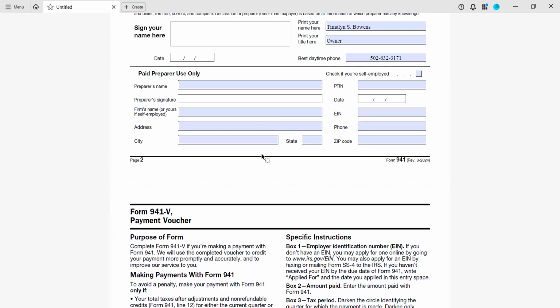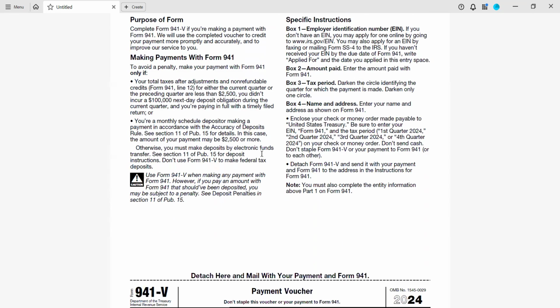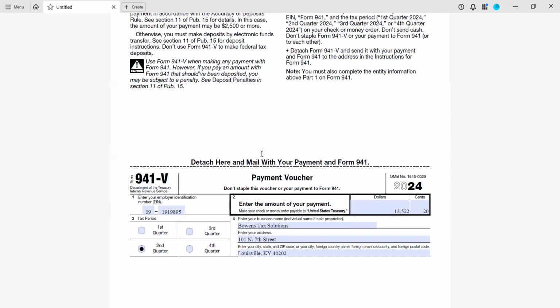Now, I advise it's easiest to make the payment online with EFTPS, the Electronic Federal Tax Payment System. However, I know that some people like to do checks. So I have an example of what the voucher would look like here. We want to make sure that the EIN is on there, right? Because we want the right account credited. We have that this is for second quarter. We have the amount here. And then we also have Bowens Tax Solutions, the address.